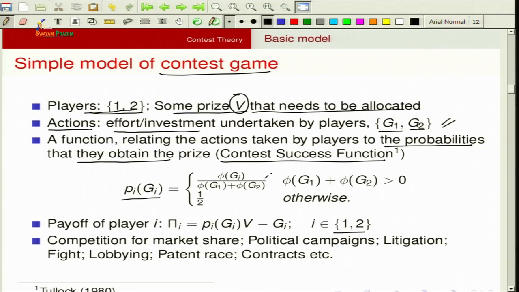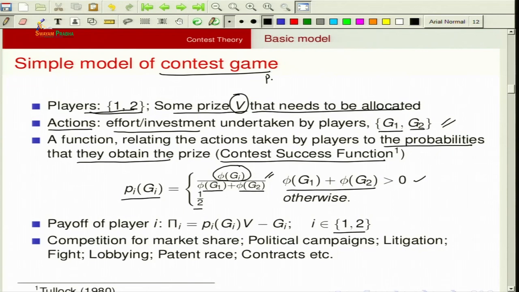That is represented by this simple function, where we write phi of the effort of player i, whose probability we want to calculate, over phi of g1, the effort of player 1, plus phi of g2. This holds when the sum of these functions of g1 and g2 is positive. Otherwise, it is 1/2. So, this is how we define the probability of player i for success in this contest for getting prize V. I can elaborate, writing separately for player 1 and player 2.